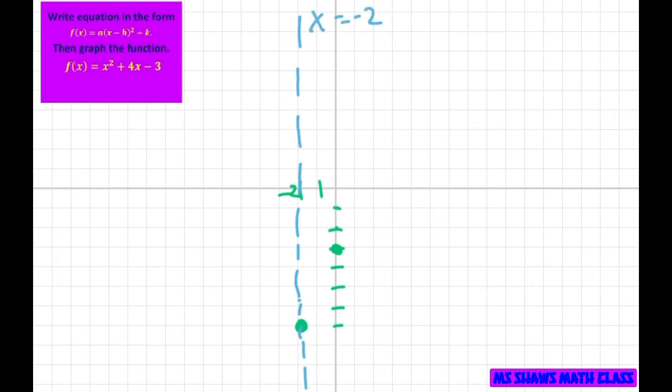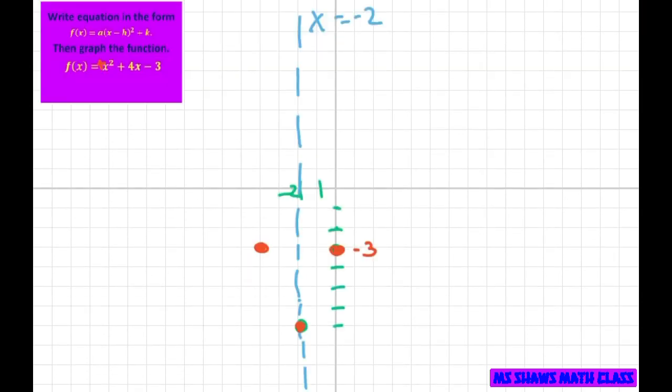That means with my y-intercept being here at negative 3, I can go over 2 because this is symmetric. And it opens up because this is positive. You can also see that it opens up just by looking at your vertex and your y-intercept. I'm just sketching it here, so it just goes up something like that. And maybe make it a little curvier there. And that's it.